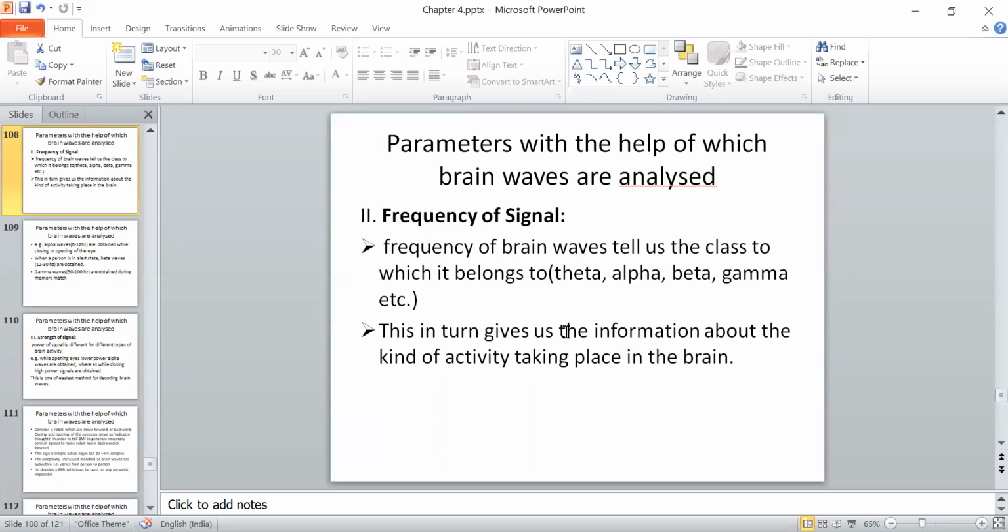Whatever signal you are able to receive, in which category, frequency category, will it come? So there are certain categories like alpha, beta, gamma, theta.